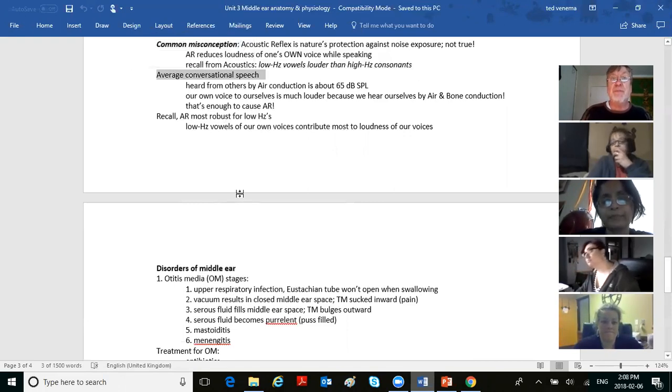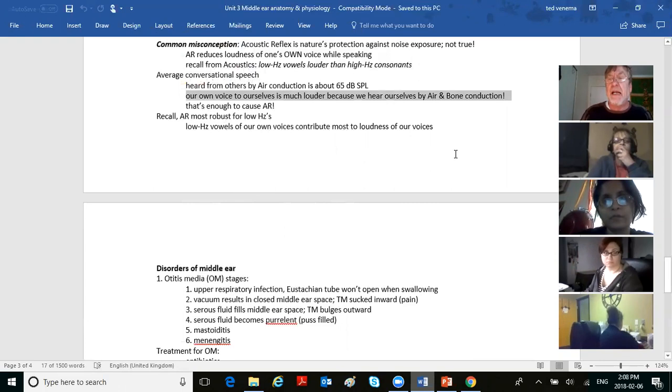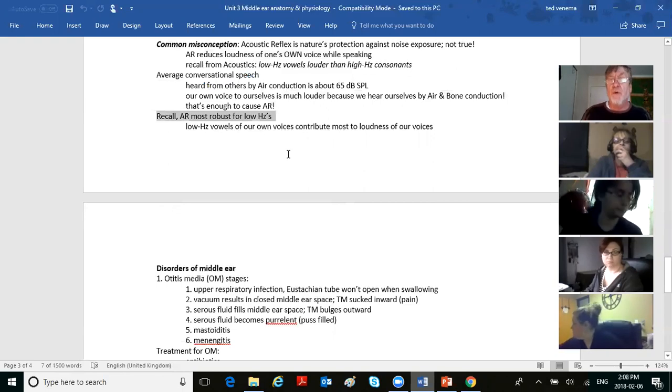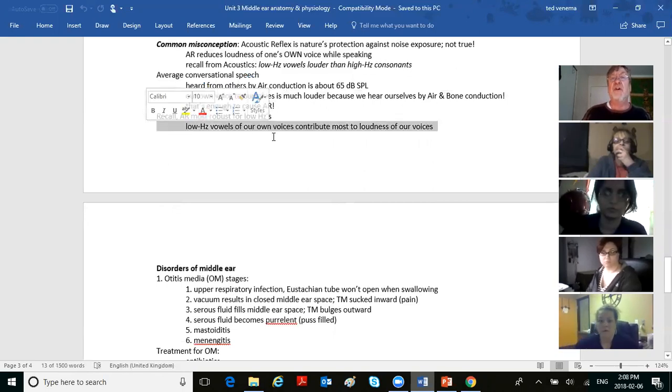Average conversational speech heard from others by air conduction is about 65 dB SPL. Our own voices are much louder because we hear ourselves by both air and bone conduction together. And that's enough to cause an acoustic reflex. Recall, the acoustic reflex is strongest for low frequencies because the lows of our own voices contribute most to the loudness of our voices. So basically, we have now completed the physiology of the middle ear.